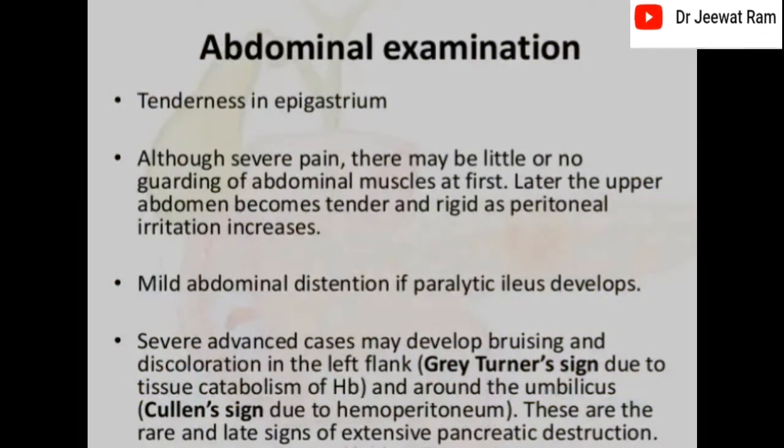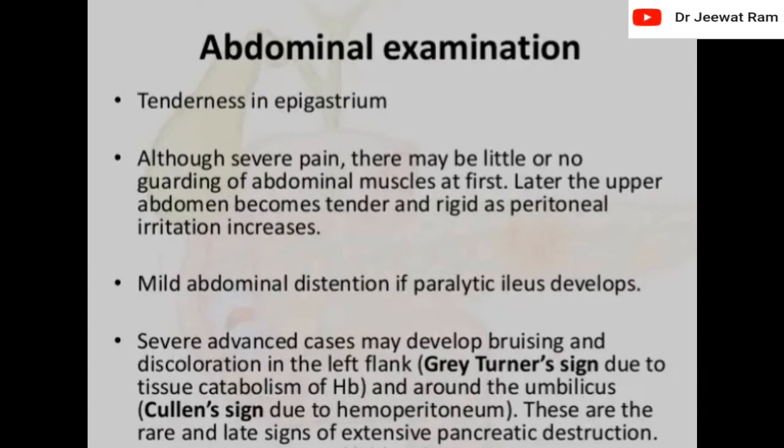Abdominal examination: tenderness in the epigastrium. Although the pain is severe, there may be little or no guarding of abdominal muscles at first. Later, the upper abdomen becomes tender and rigid as peritoneal irritation increases. Mild abdominal distension if paralytic ileus develops.